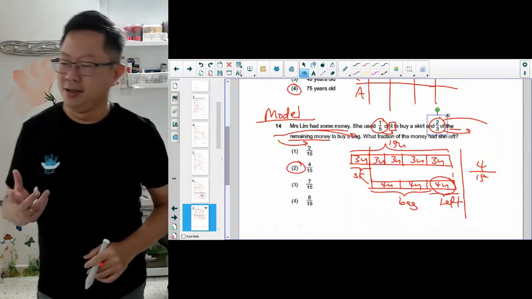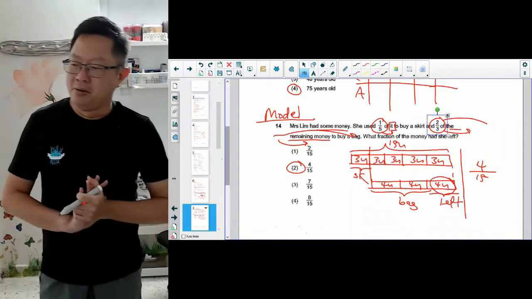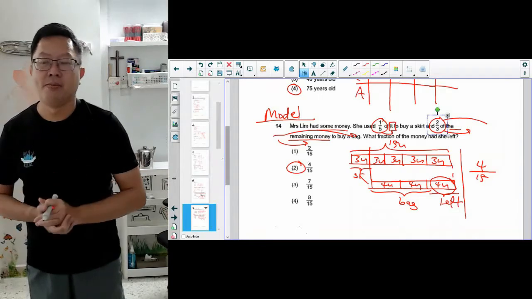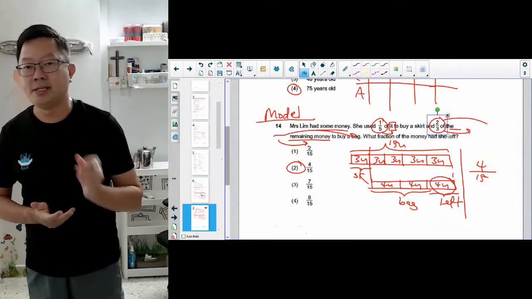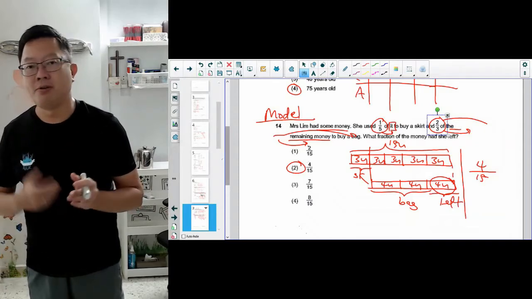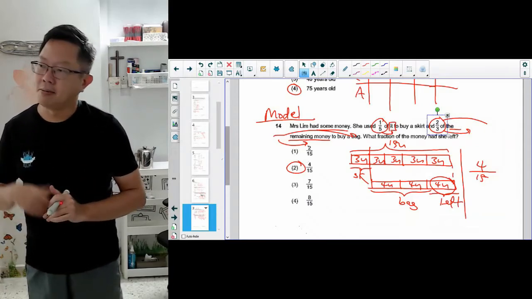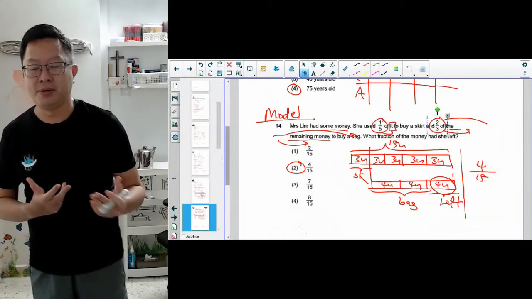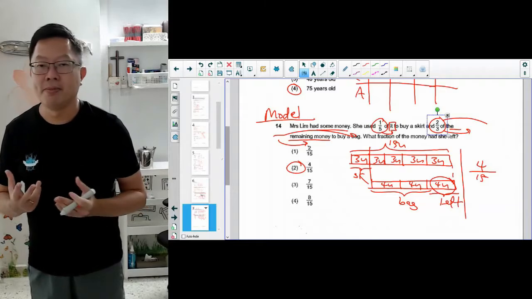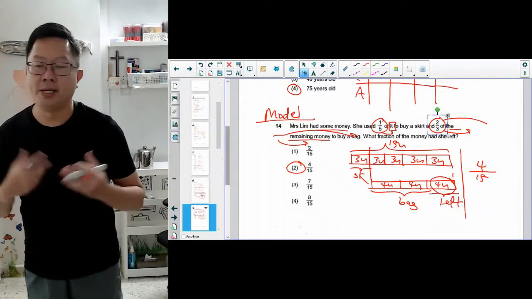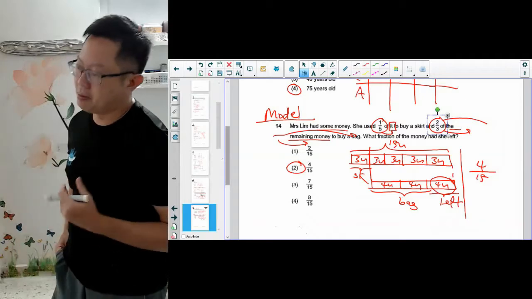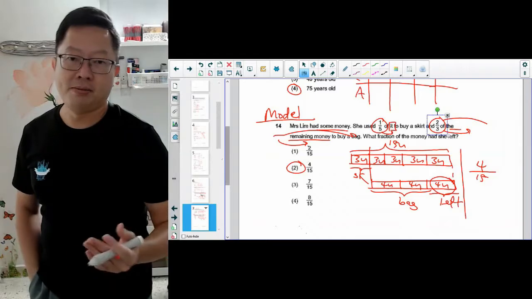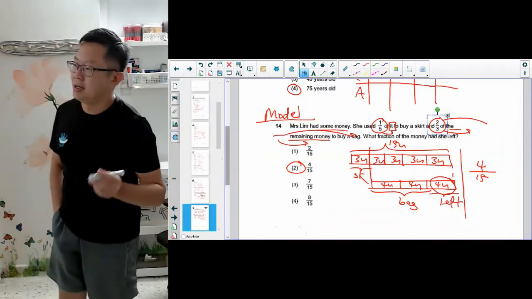So compare branching with model drawing. Which is actually easier? I would think that model is easier because it's more visual. Branching has its limitation because you can only do branching for remainder problems. But when it comes to something harder than this problem, then branching will be a bit hard to use already. But model drawing is very flexible. You can use model drawing for many kinds of problems, right? So I would think that model drawing is still more preferred than branching. Okay, let's go on to the next question.